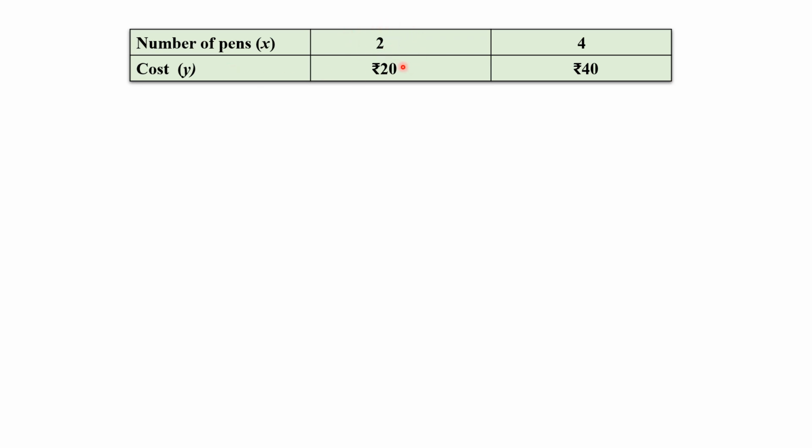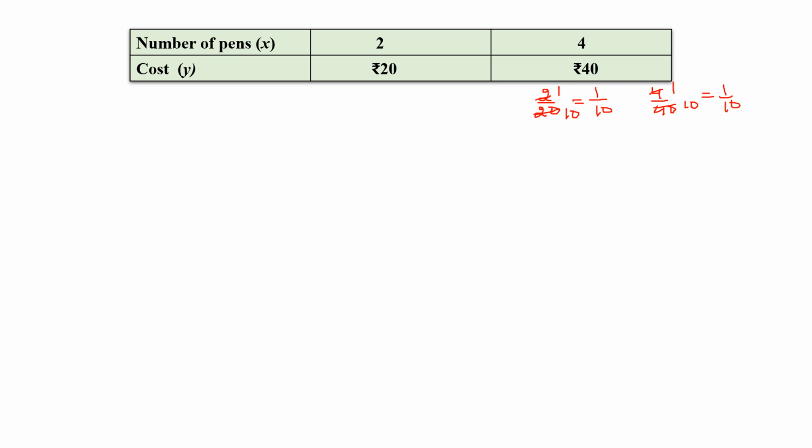So when I purchase 2 pens, I have paid 20 rupees. When I purchase 4 pens, I have paid 40 rupees. And we have seen also the number of pens and the cost are directly related to each other, because as the number of pens is increasing, their cost is also increasing. Now let's find the ratio of number of pens with respect to the cost. So first one, if you see, the ratio of 2 by 20, when I reduce it, is 2 times 1, 2 times 10. So this is 1 by 10. And when I find the ratio of 4 by 40, this is also 1 by 10.